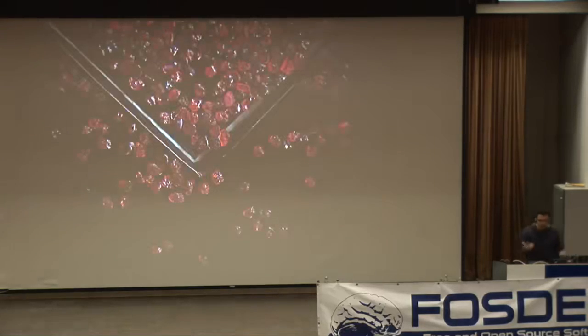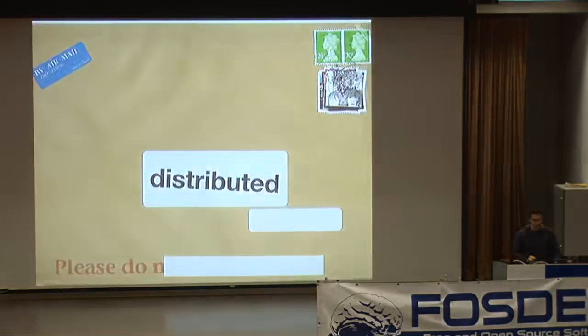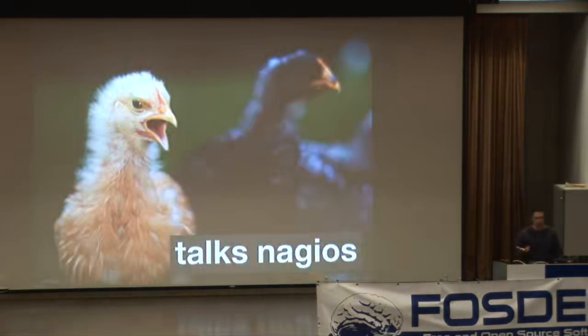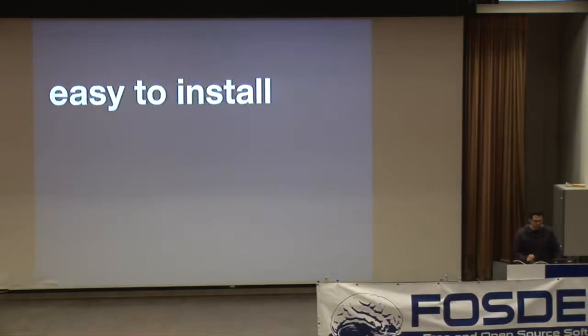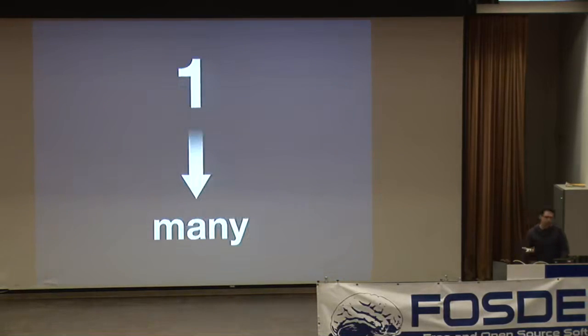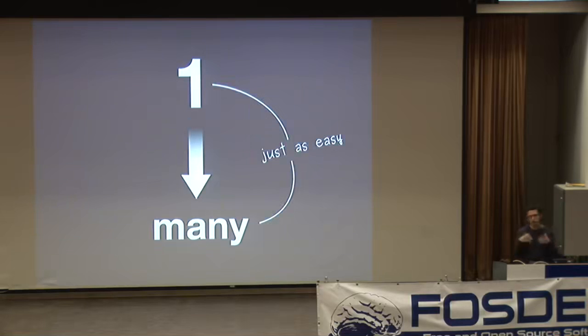So if we look at Flapjack, Flapjack is written in Ruby. It aims to be distributed, scalable, and it talks the Nagios plugin format because there isn't a lot of point in reinventing the wheel. It aims to be easy to install, easy to configure, easy to maintain, and easy to scale. And it should be just as easy to scale your Flapjack instance from one machine to many machines, to execute the checks across many machines. So instead of just keeping it on a single machine and running it, you can distribute the execution of that across as many machines as you want.